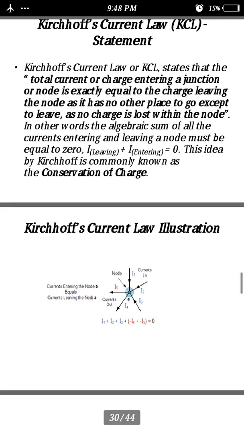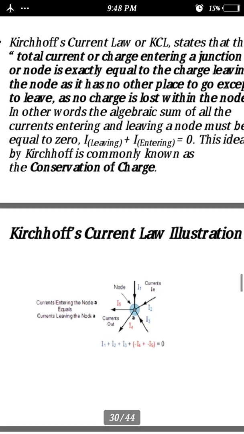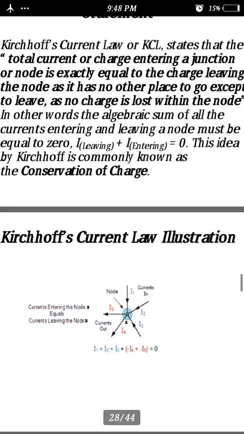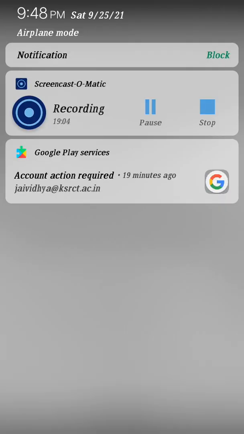So this is the example for Kirchhoff's current law. Consider this branch. The incoming currents I1 plus I2 plus I3 equals I4 plus I5. Understood? Okay. Thank you so much.